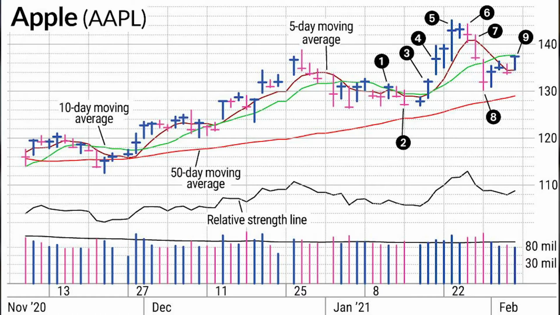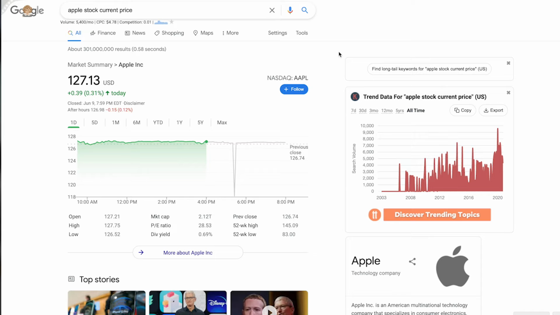Let's take Apple stock, for example. If you want to know what the value of one share of Apple stock is, there's a very easy way to find it. You just open up Google, type in current value of Apple stock, and you see what one share of Apple stock is currently trading at. You understand what the market value is. You also understand what the market is.